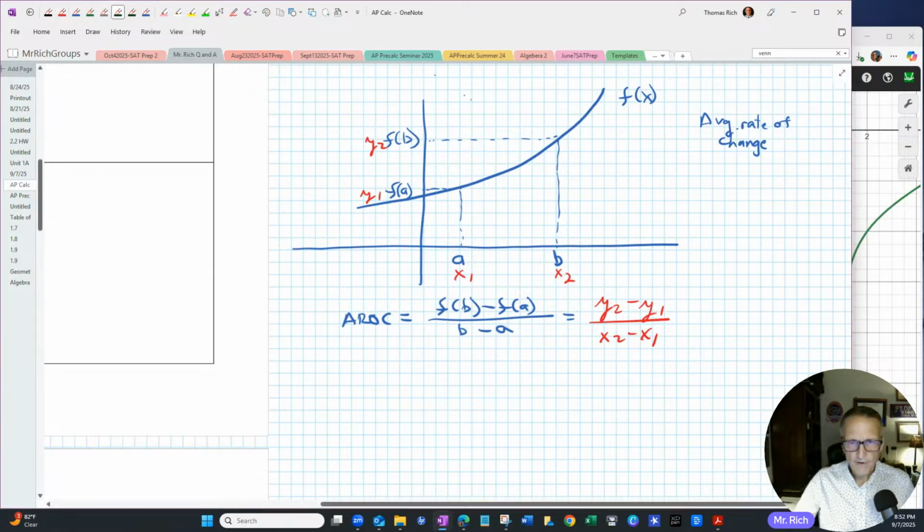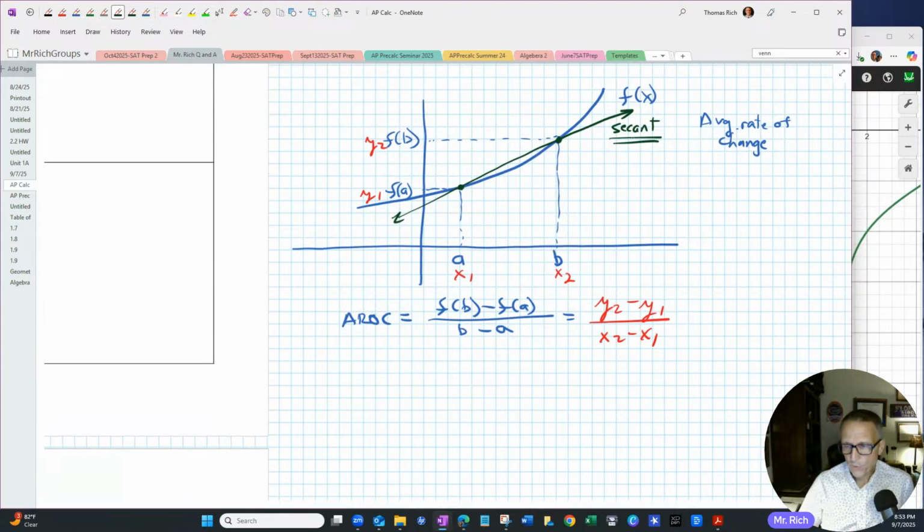That means that if I drew a line between these 2 points, a straight line that passes through those 2 points, that line has a name. It's called a secant line. The name's not all that important, but you've seen that name in your geometry class, right? It was a line that passed through 2 points on a circle, called the secant line. So the average rate of change is the slope of the line that connects 2 points on a function.